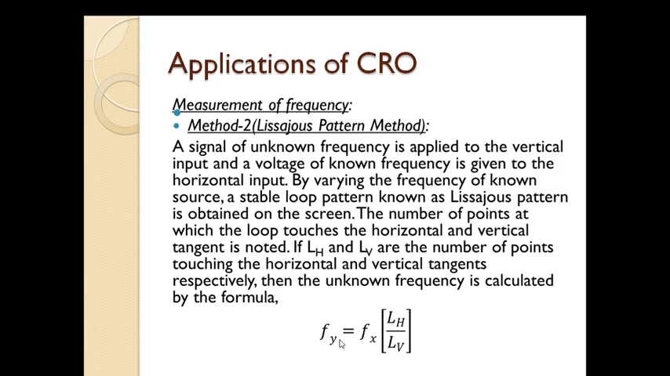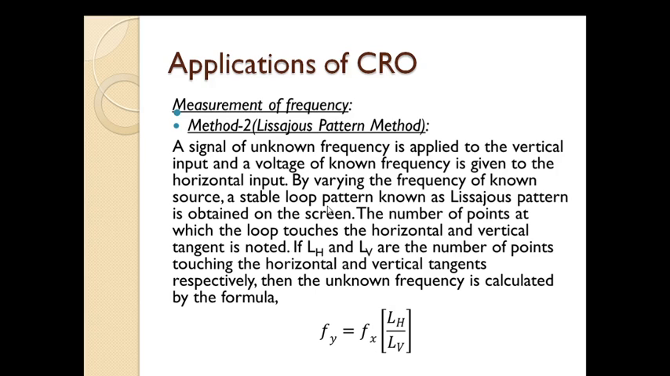If the frequency ratio Fx to Fy is 1:1, you get an ellipse on the screen. If the frequency ratio is, let us say, 2:1, you will get 2 loops across X and 1 across Y. Similarly, the number of loops on the screen will be decided by the frequency ratio Fx to Fy. After getting the loops on the screen, we have to find the horizontal and vertical tangencies, and then use the formula Fy equals Fx into LH by LV, that is the number of points touching the horizontal tangent and the number of points touching the vertical tangent. The ratio of this multiplied with the frequency of the X signal, which is known to us, will give you the frequency of the unknown signal, that is Y.